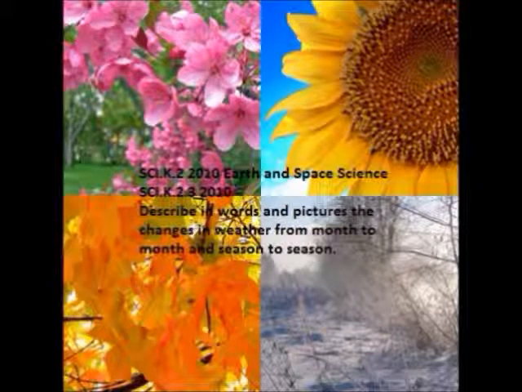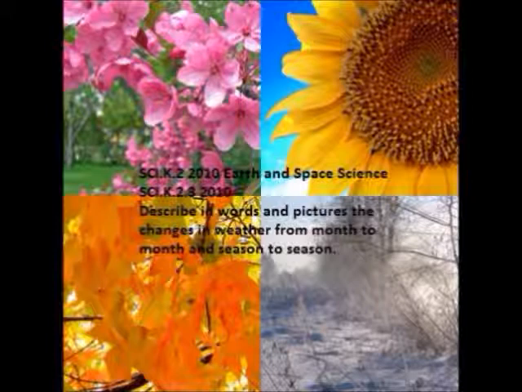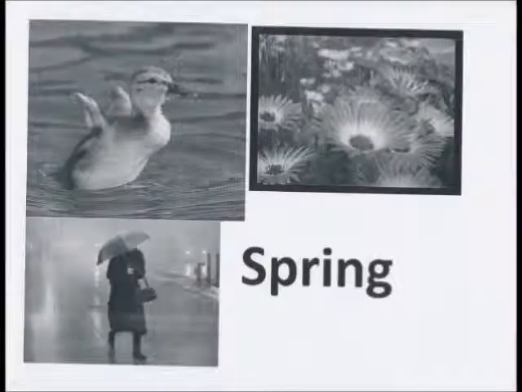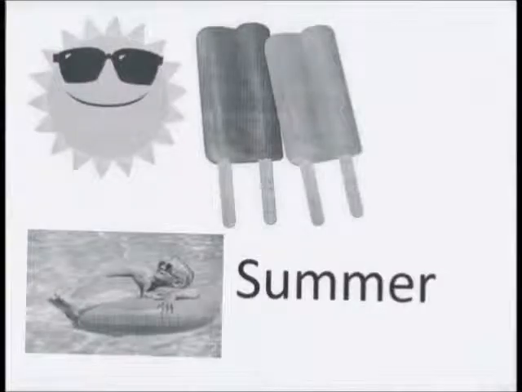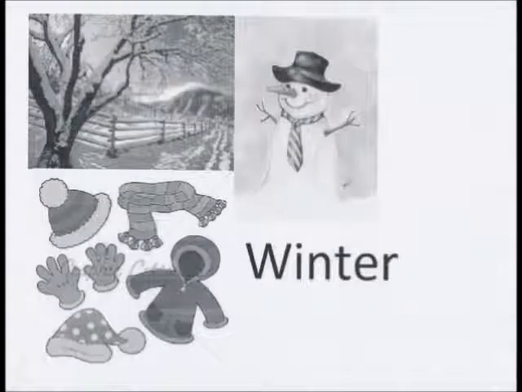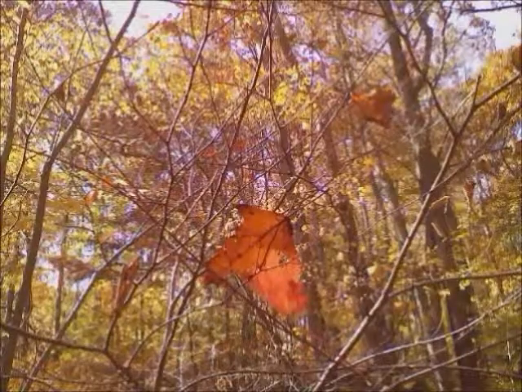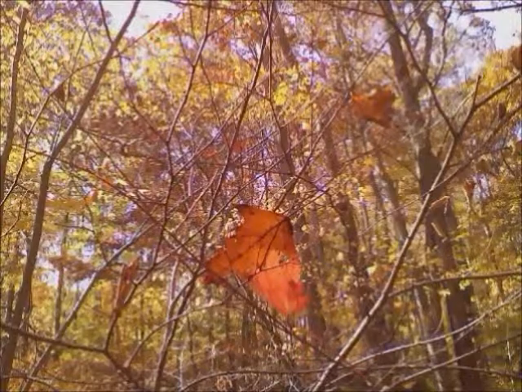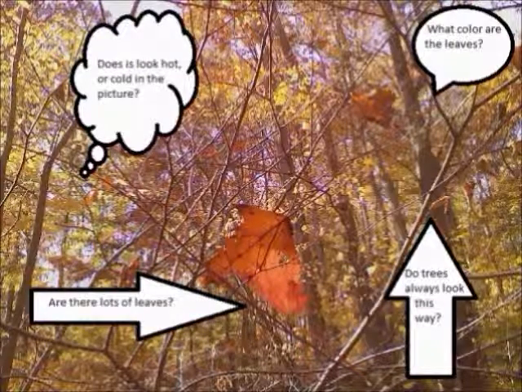The standard that I used for my project was Earth and Space Science, a kindergarten standard: to describe in words and pictures the change in weather from month to month and season to season. Before we began the activity, we reviewed the different seasons, and then we looked at the image that I prepared, and I asked some guiding questions.